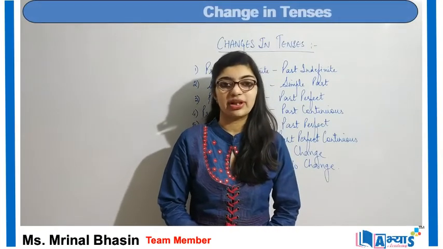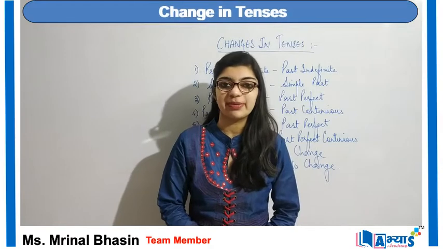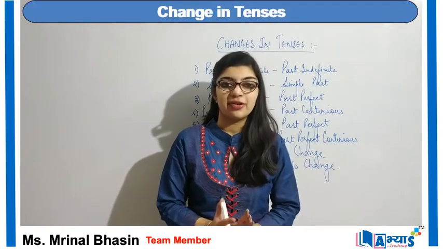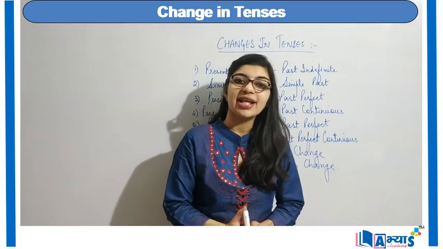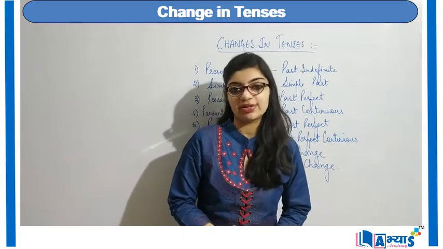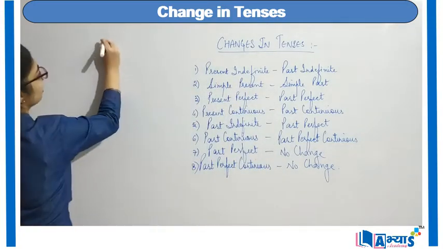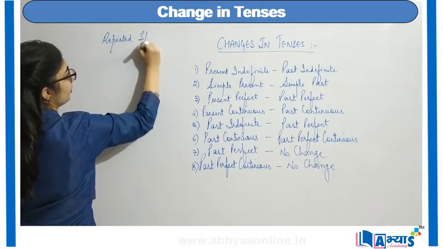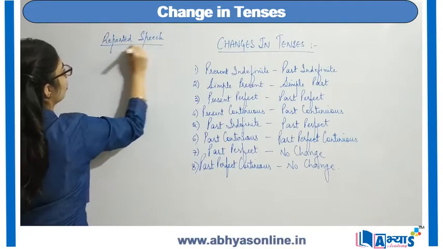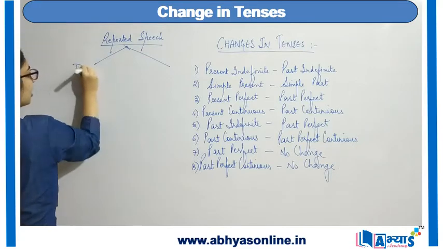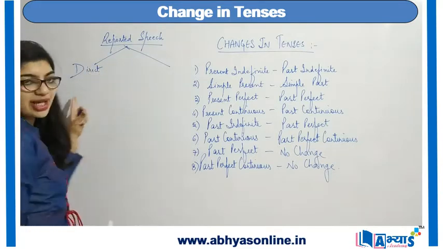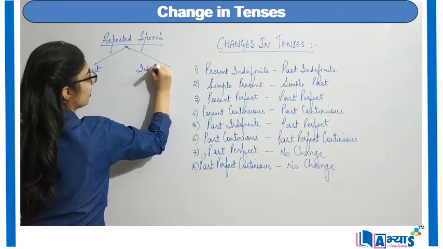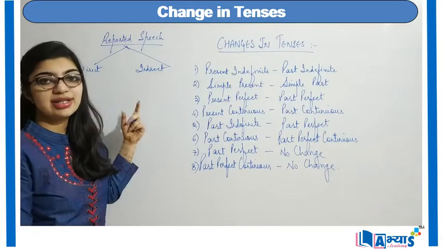Important concept of English, which is reported speech. Now, reported speech is divided into two categories. First is the direct speech and second is the indirect speech. So, we can say that reported speech is divided into two categories. First is the direct sentence or direct speech, and second is the indirect sentence or the indirect speech.